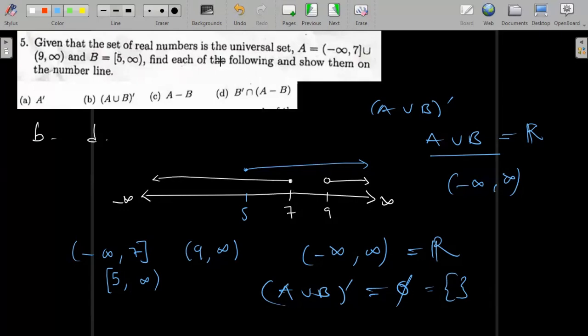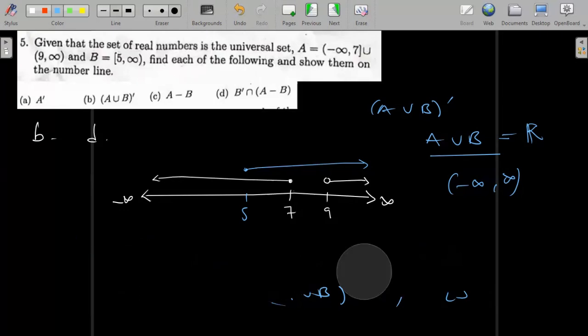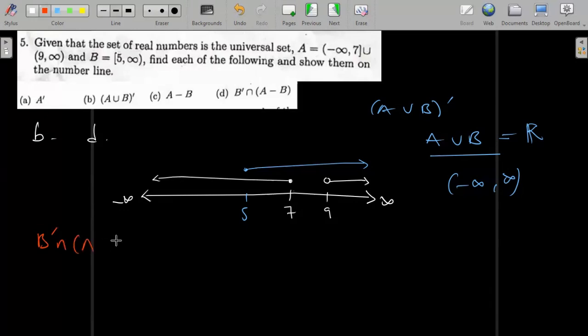Doing part D now. Our D is B complement intersect A minus B, and this can be written as B complement intersect A intersect B complement like that.